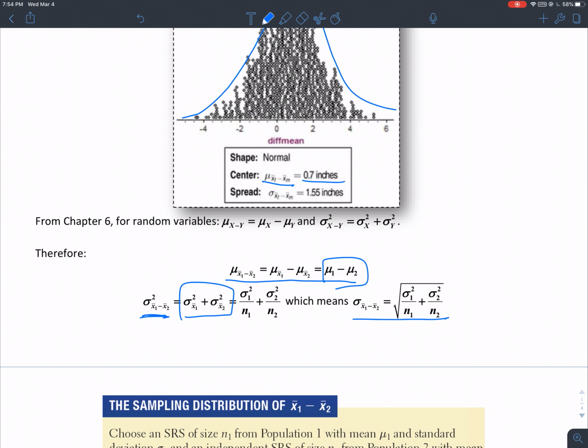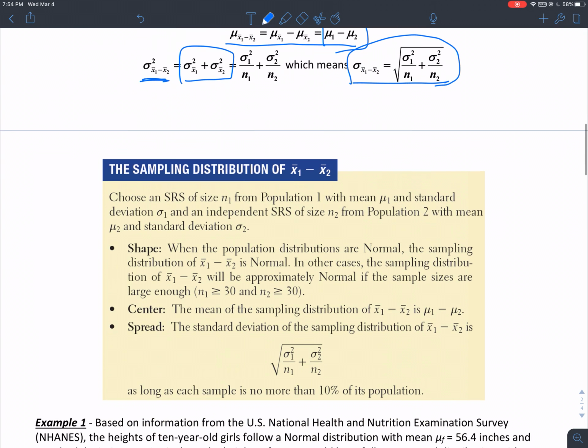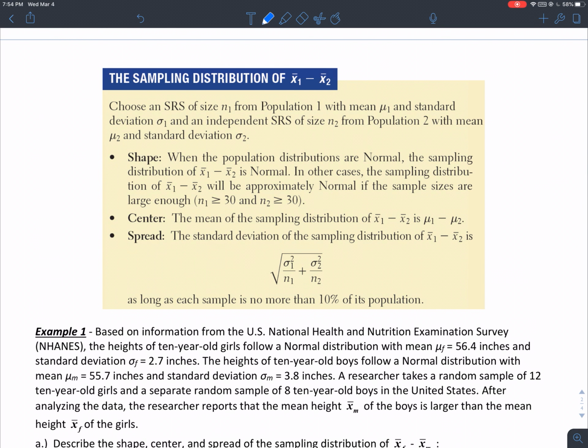So this would be my resulting mean for a difference in means sampling distribution, and this would be my resulting standard deviation for a difference in means sampling distribution. Okay, so there's a summary of all that information, and I'll let you read this. It says shape, if each... Oh, and remember, this is not the large counts condition. For means, we are talking about the central limit theorem.